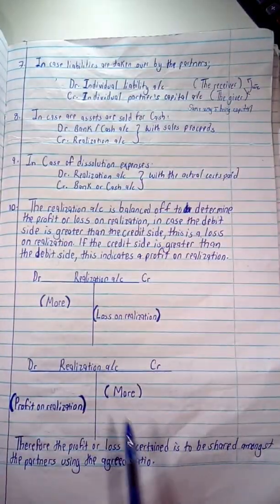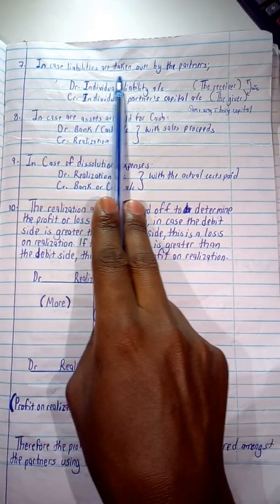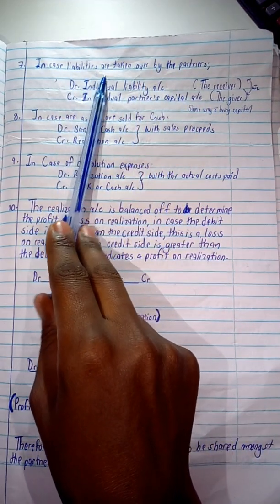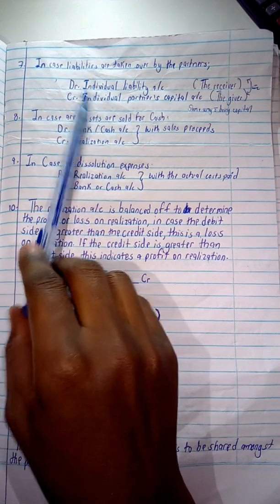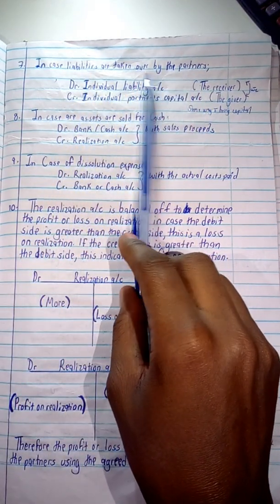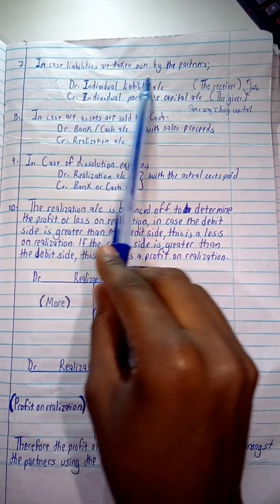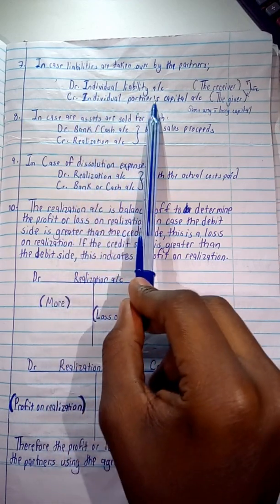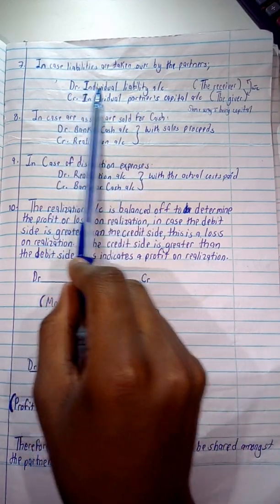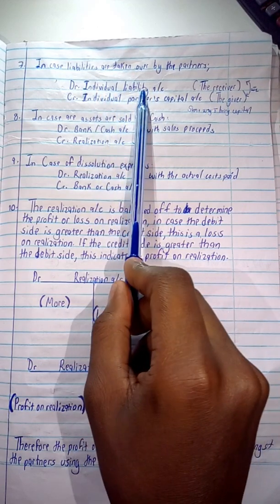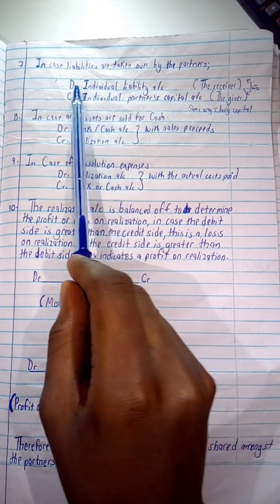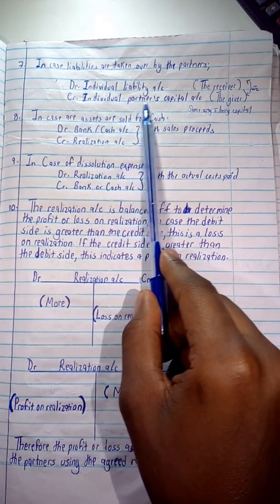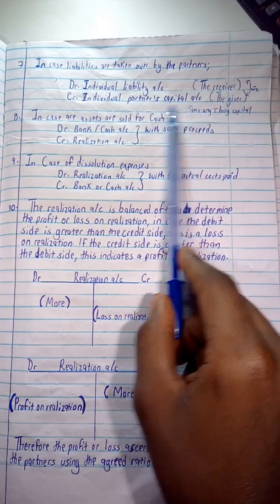So moving on, in case liabilities are taken over by the partners, still here, remember I want to reduce the liability, and it's the partners that are taking this liability. So here the partner is the giver, the one who's going to give the amount to pay off this liability, and it's the individual liability account which is going to receive this amount. So I'm going to debit the individual liability account, and I credit the individual partner's capital account.